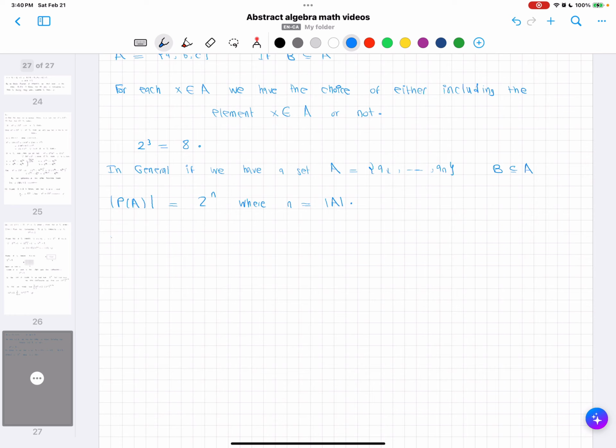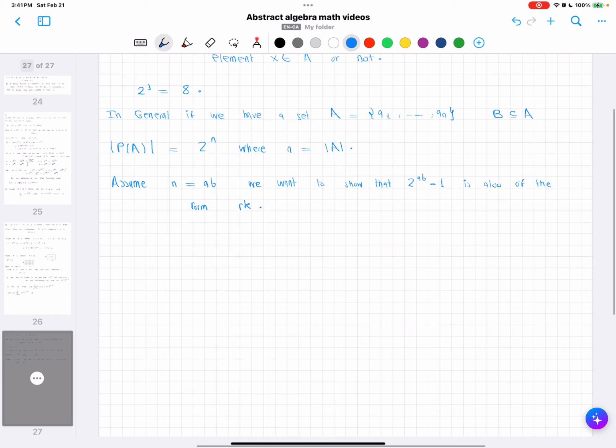So assume n is equal to a times b. We want to show that 2 to the power of ab minus 1 is also of the form r times k, for r and k proper factors of 2 to the power of ab minus 1. So let's do that.